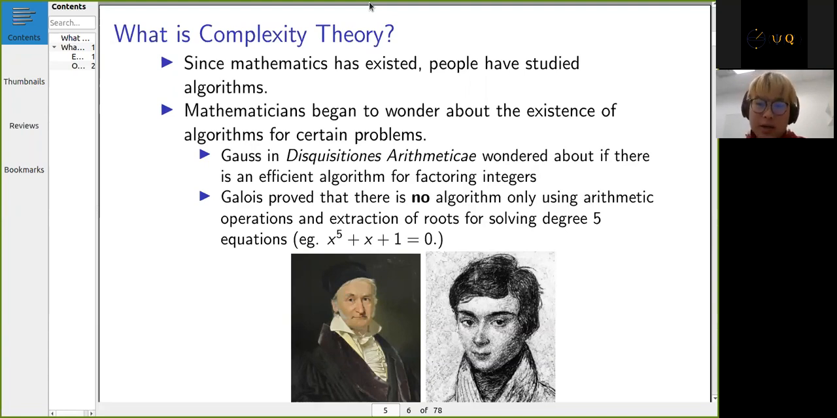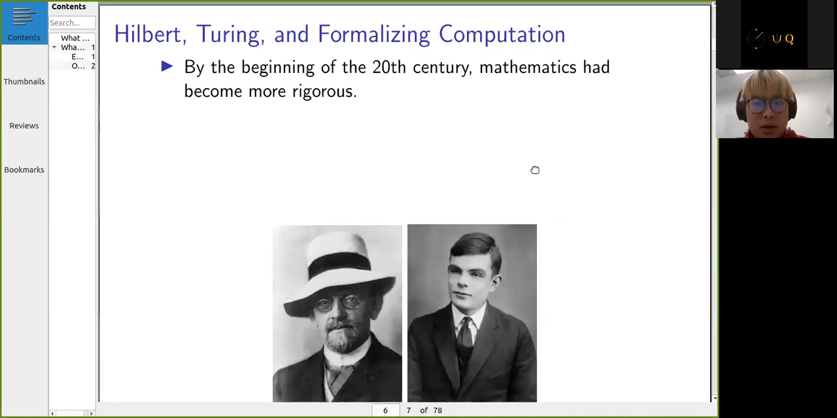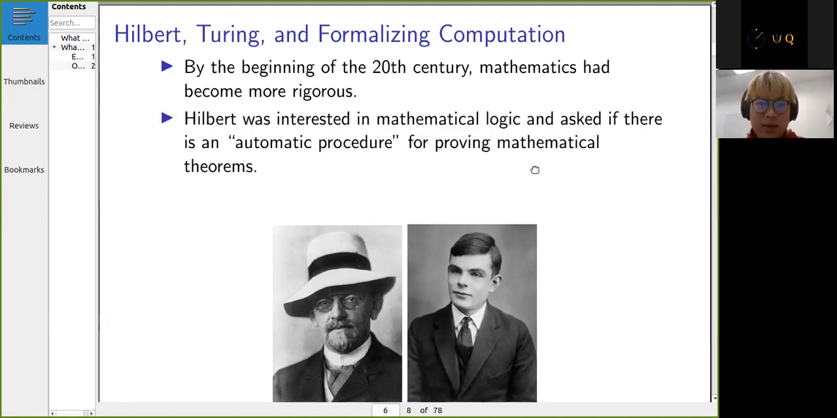On the other hand, we have Galois on the right, who showed that there's no algorithm for solving polynomial equations in a certain model of computation. So this problem of complexity has been studied for a long time, stretching back to classical mathematics. Complexity today sort of began with Hilbert and Turing, when mathematics had become more rigorous in the 20th century, and Hilbert was interested in asking if there's an automatic way for proving mathematical theorems.